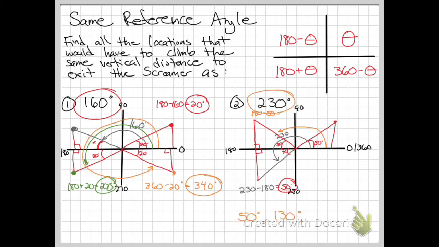Remember, 230 was already an answer. And then in the last quadrant, a right triangle, that's 50 degrees. I want to go around from where the roller coaster starts all the way that far, which is 50 degrees away from 360, so 310 degrees. These would have the same height to climb if the screamer got stuck, or they have the same reference angle, however the question is worded.